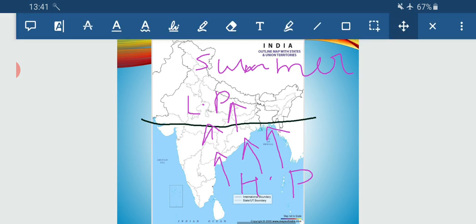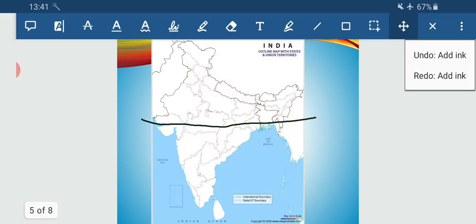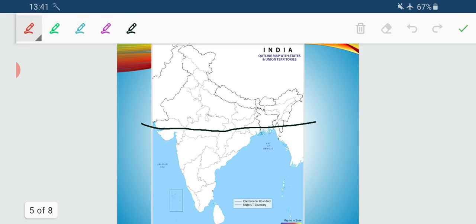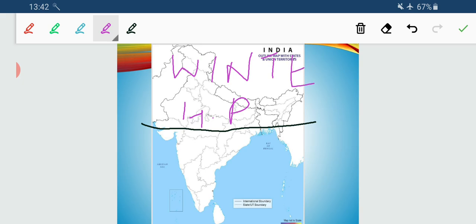during the winter season. What is the resultant? During the winter season, the land is having high pressure. I am talking about the winters, okay. The land is having high pressure and the water surface is having low pressure. So winds are coming from land to water. So what type of winds are these? These are dry winds.